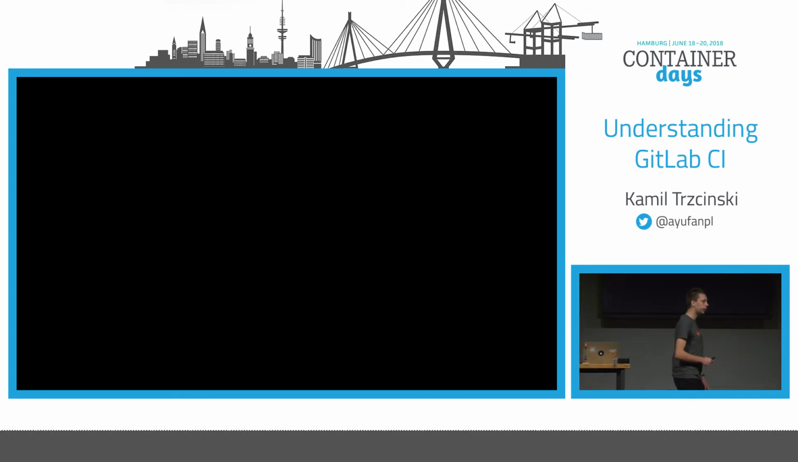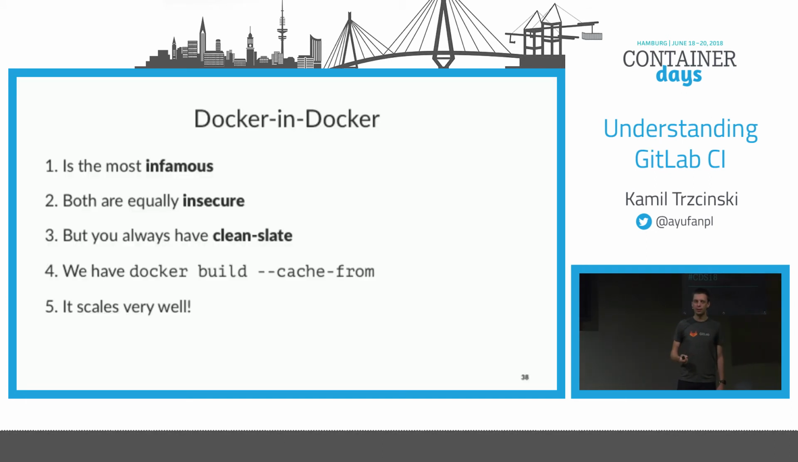So basically, Docker in Docker, in most cases, gives you better behavior of the system at the cost of performance. To be fair, it's equally insecure as Docker on Docker, because with Docker on Docker, you basically can do anything, the same as with Docker in Docker. But basically, it scales terribly well. It always scales.